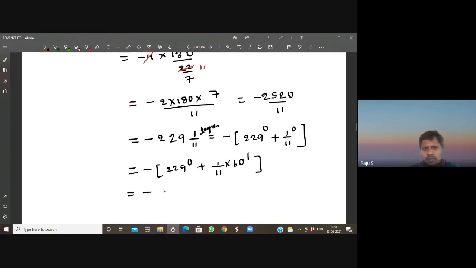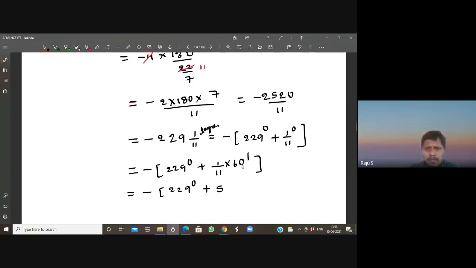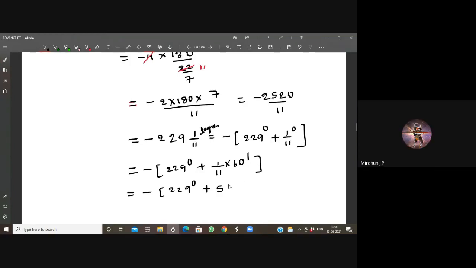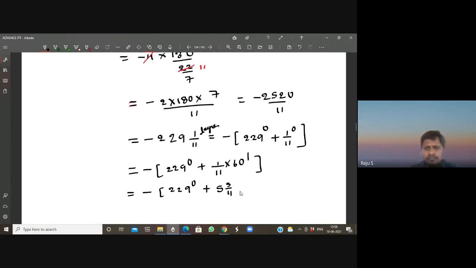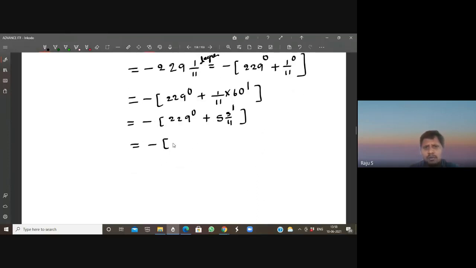Okay, students. 229 degrees plus, I converted into minutes. Okay, when you divide with 11, 11 5s are 55, sir, 5 is the remainder. Shall we write like this? Yes, sir. This is minutes. So again, this minutes, what I want to write is 229 degrees plus 5 minutes plus 5 by 11 minutes.